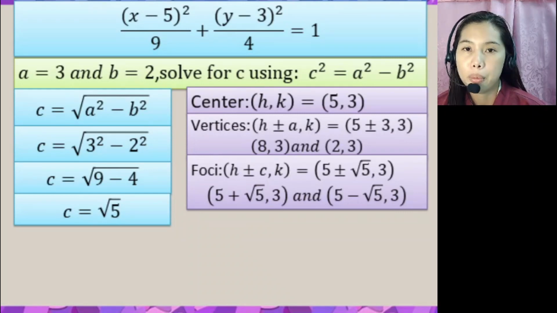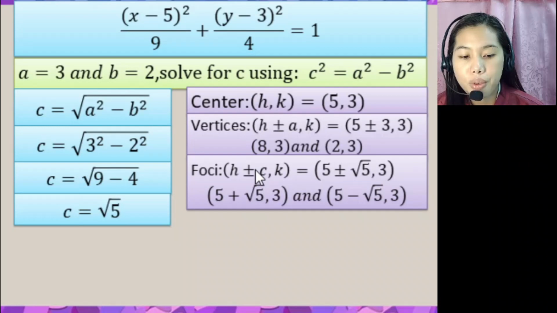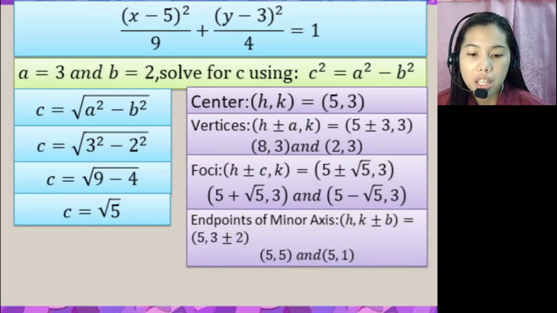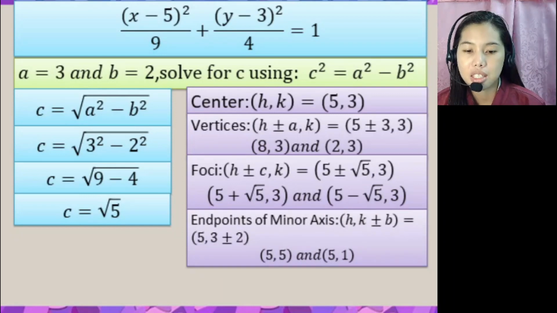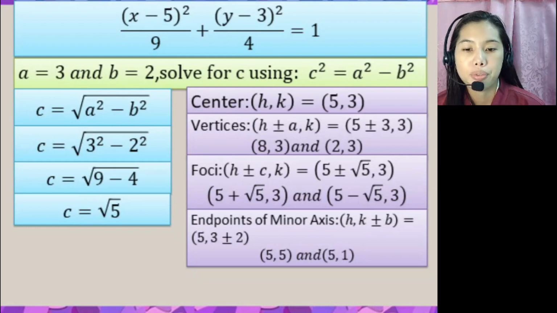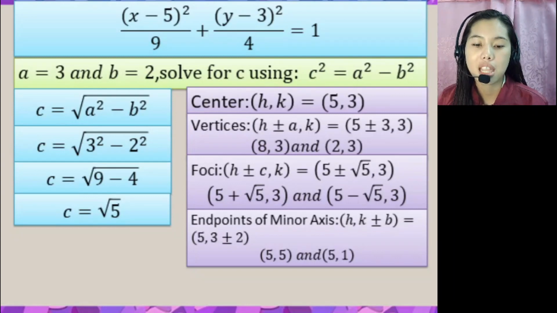So remember, we cannot simplify or add a whole number to a radical. So we'll just have to copy it and change the sign. So you will have (5 plus square root of 5, 3) and (5 minus square root of 5, 3). And for the endpoints of our minor axis, you will have (h, k plus minus b). So we have 5, 3 plus minus 2. So 3 plus 2 is 5, 3 minus 2 is 1. So our endpoints of the minor axis lie at (5, 5) and (5, 1).